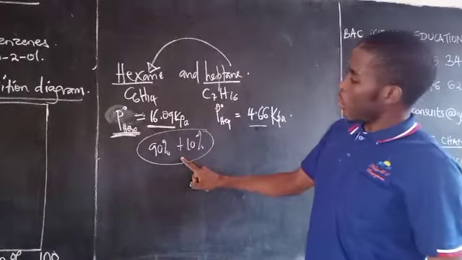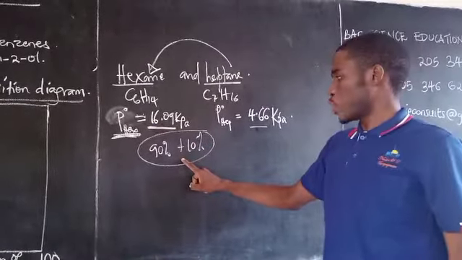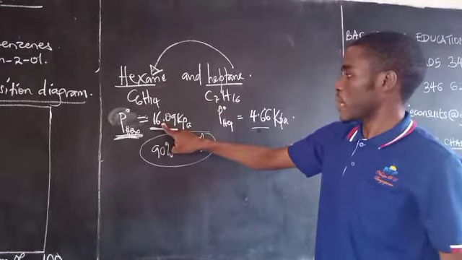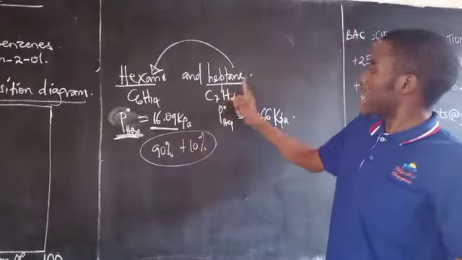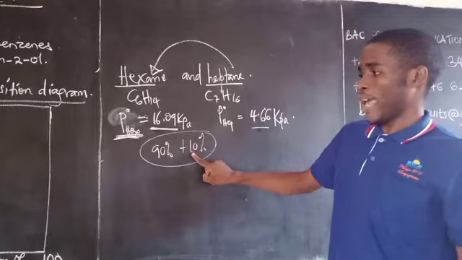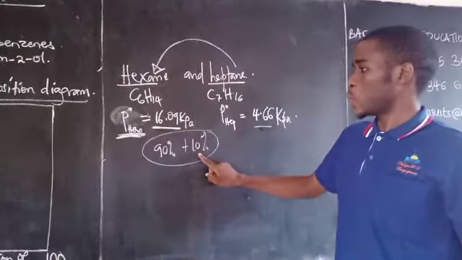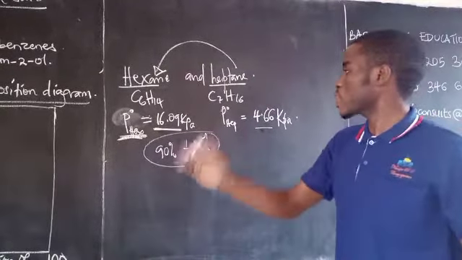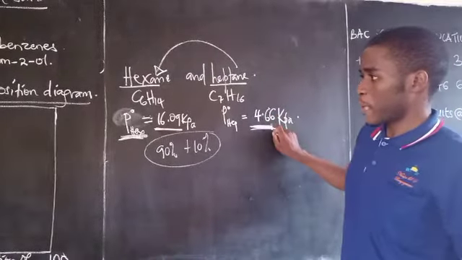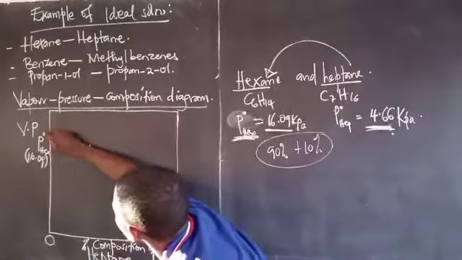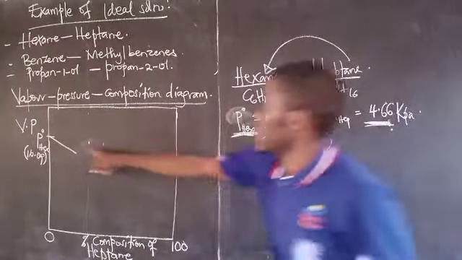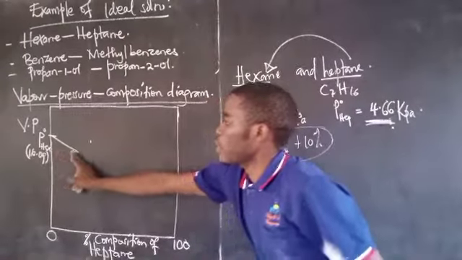Will it be lower or higher? That is the question you have to answer. Hexane vaporizes at 16.09. When I add heptane in it, does it vaporize more or less? The answer is it will have to reduce its vapor pressure because I have added in a component that has lower vapor pressure. So it will slightly reduce, from this value up to some lower value.